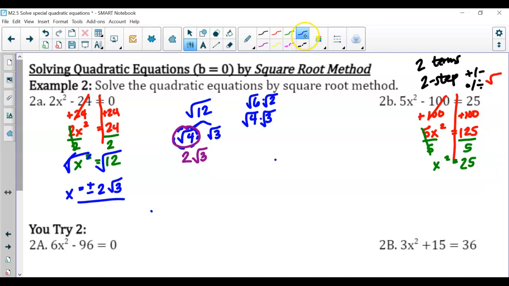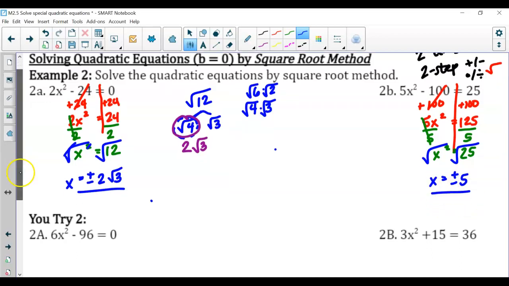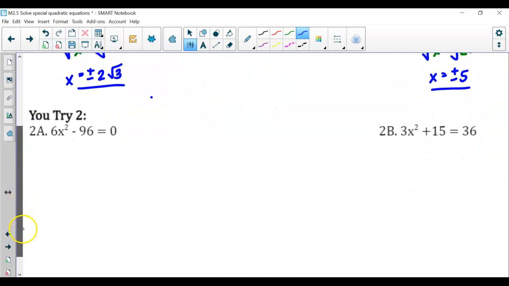So now here, we still have x squared, right? So the last step is take the square root. Now the square root of 25 is a perfect square, positive, negative 5. So go ahead and pause the video now and try these two U-tries on your own.